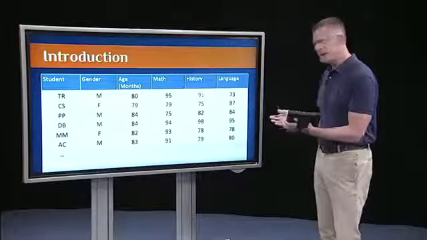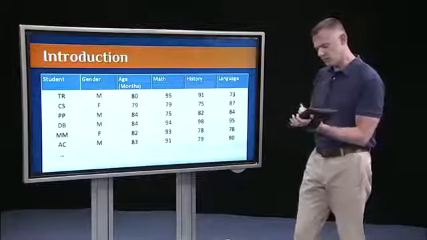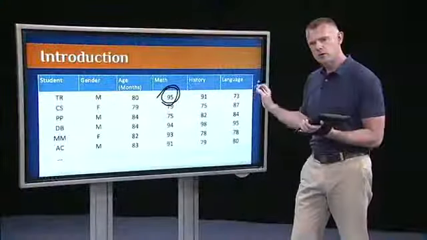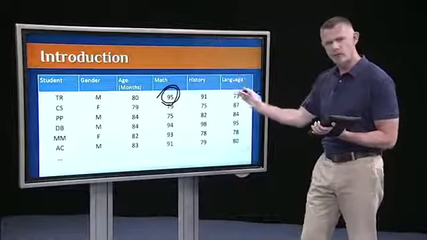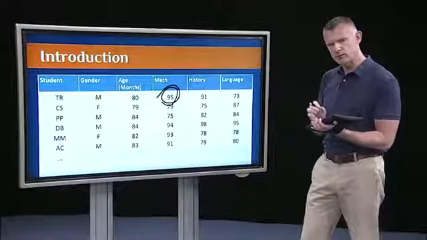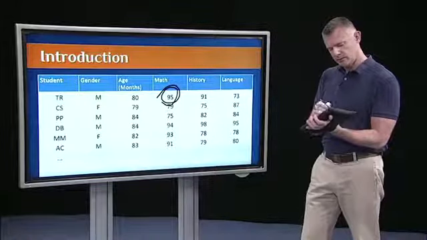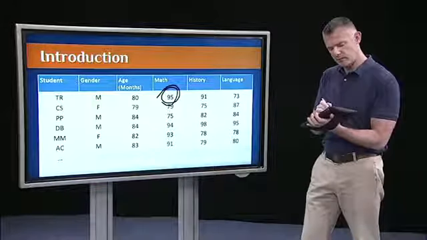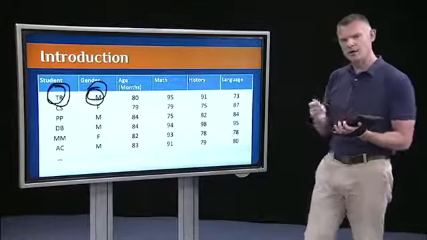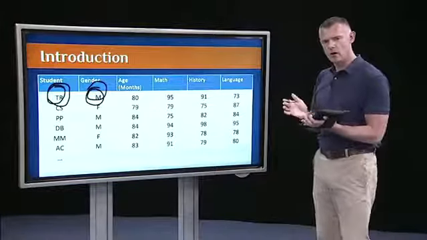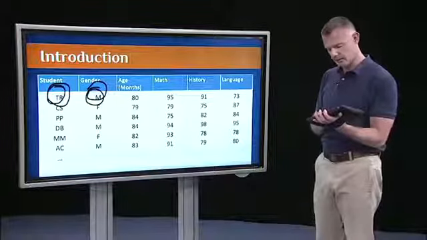So what do I mean by data? Well, each one of these little points, like TR's really nice 95 in math, is a data point. We assigned a value to a variable, math score, for a particular student. That's a quantitative piece of data. TR's name and TR's gender are characters that we assigned as values. So those are examples of qualitative data.